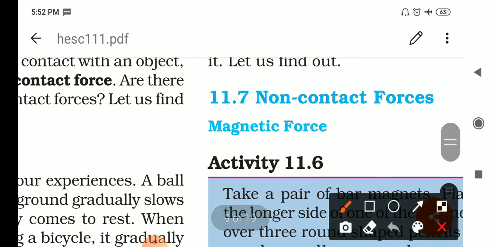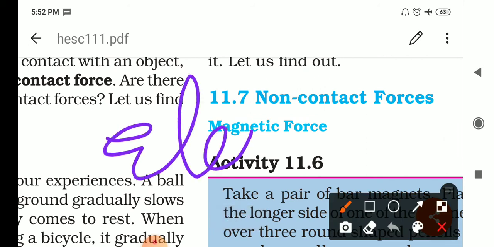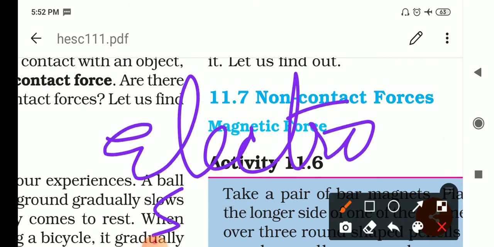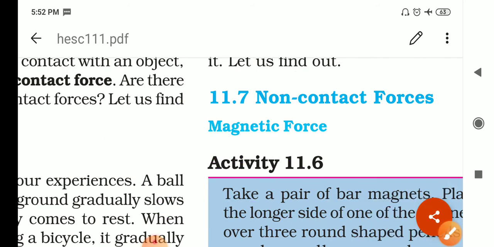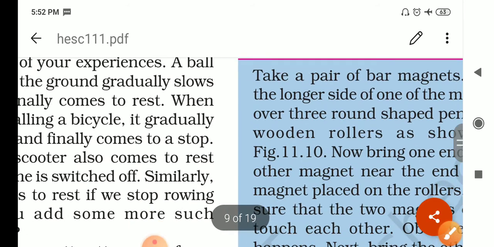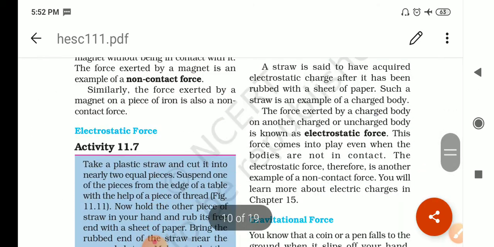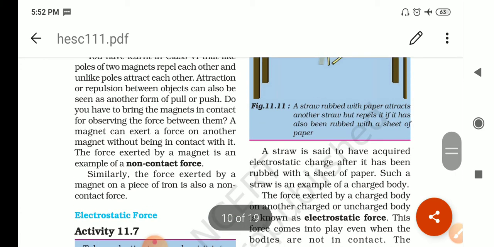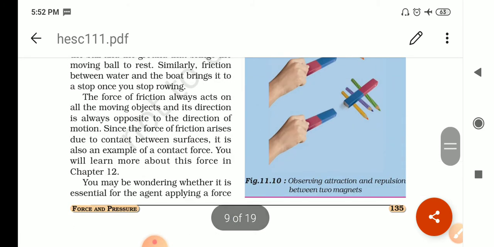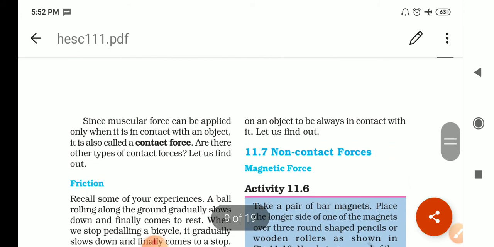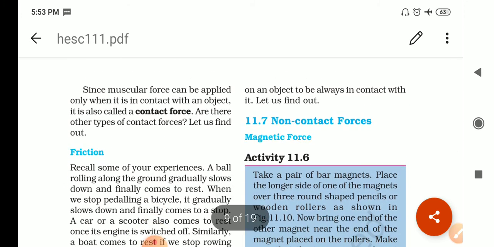Electrostatic force. These three are the examples of non-contact force: magnetic force, gravitational force, and the third I told you, the electrostatic force. Now see, one by one. The first is the magnetic force.